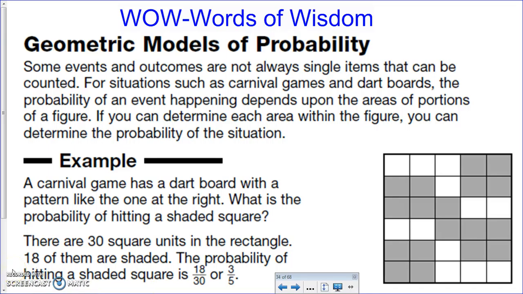Example, a carnival game has a dartboard with a pattern like the one to the right. What is the probability of hitting a shaded square? There are 30 square units in the rectangle. 18 of them are shaded. The probability of hitting a shaded square is 18/30ths, or once we simplify it, 3/5.